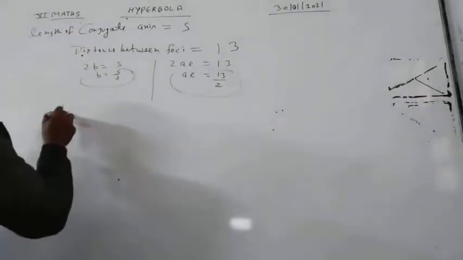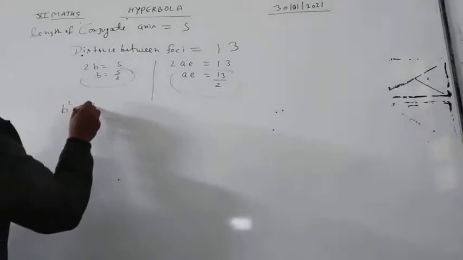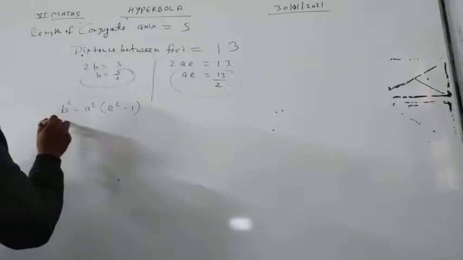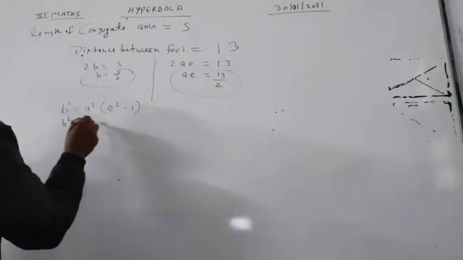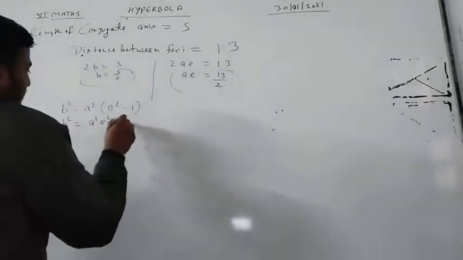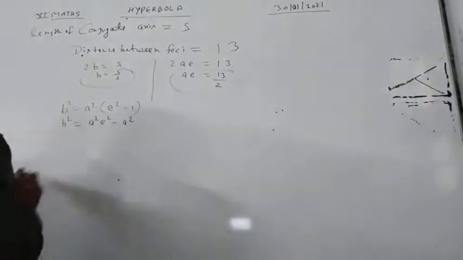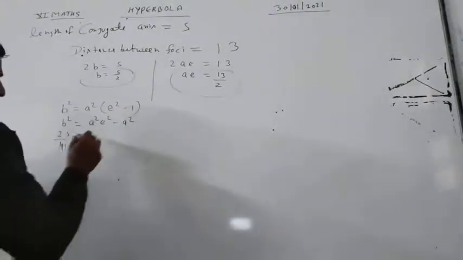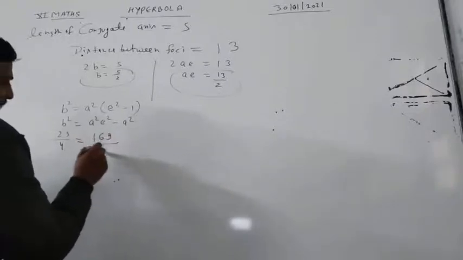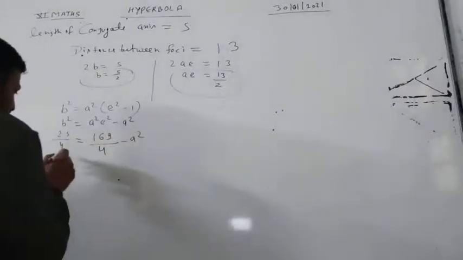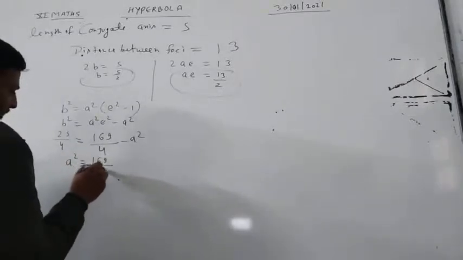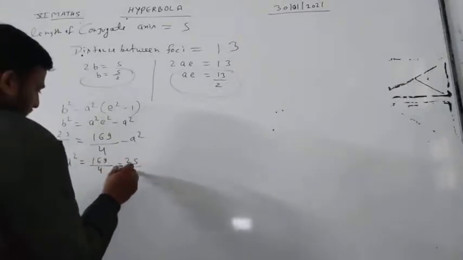Now you know the formula b square is a square times e square minus 1. So b square is equal to a square e square minus a square, and b square is 25 by 4 and a square e square is 169 by 4 minus a square. So a square is, students, 169 by 4 minus 25 by 4.